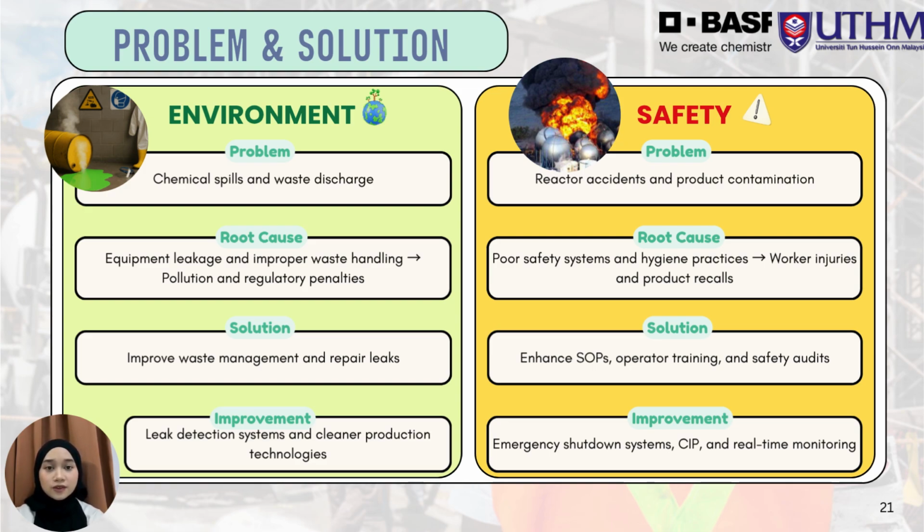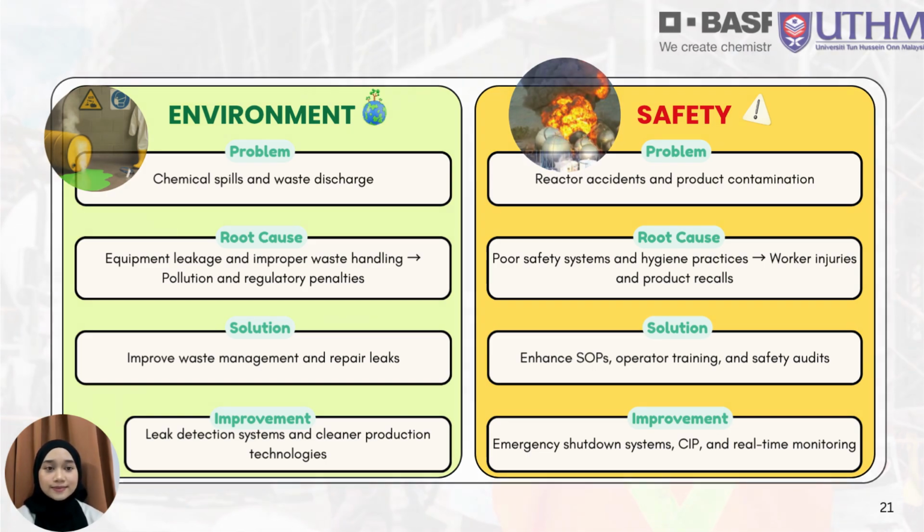In terms of safety, one major concern is reactor accidents and product contamination. These problems may result from inadequate safety systems and poor hygiene practice, potentially causing worker injuries and product recalls. To overcome this issue, BASF should strengthen Standard Operating Procedures or SOP, conduct regular operator training, and perform routine safety audits. Additional improvements include installing emergency shutdown systems, implementing CIP systems, and using real-time process monitoring to improve plant safety and product quality.